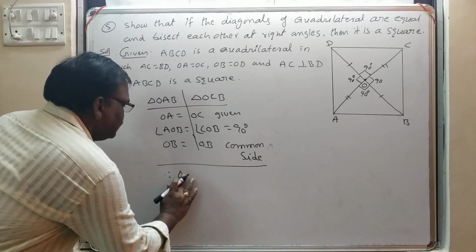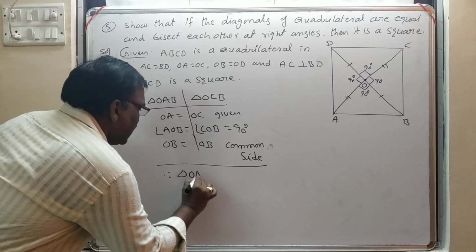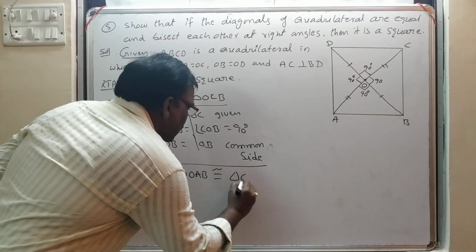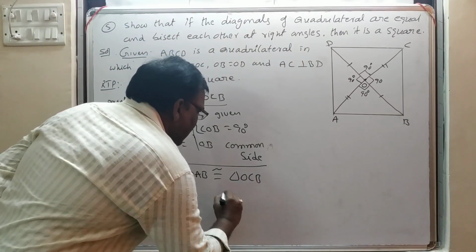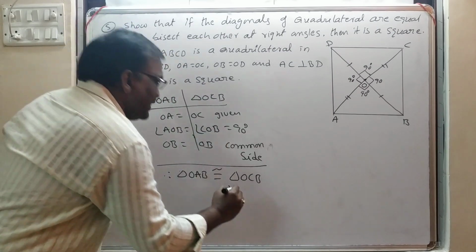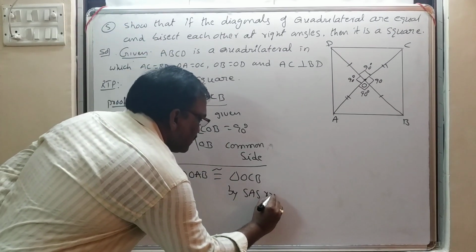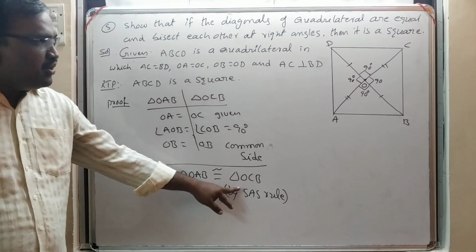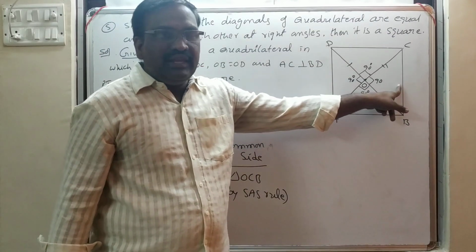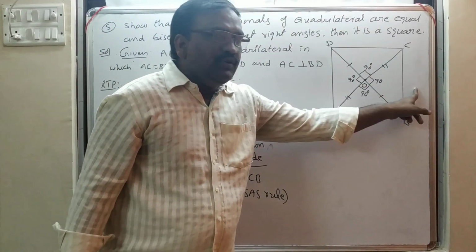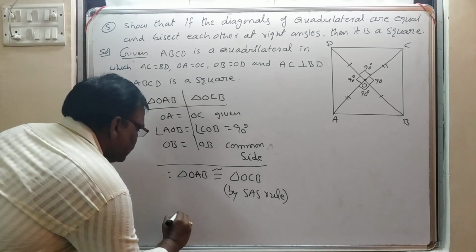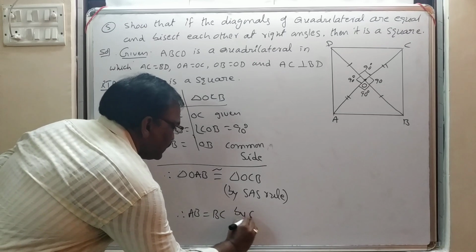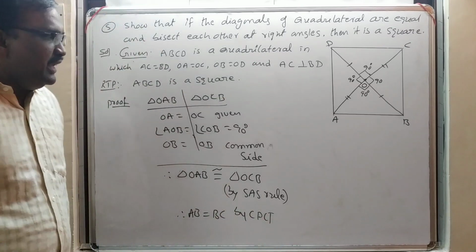Triangle OAB is congruent to triangle OCB by side, angle, side, SAS rule. Once the triangles are congruent, their corresponding sides are equal. So AB is equal to BC. AB is equal to BC by CPCT.